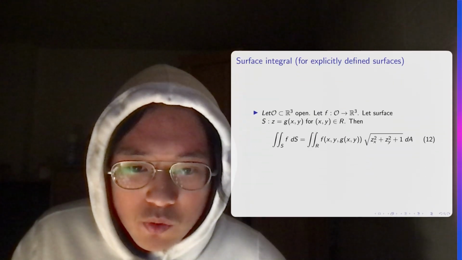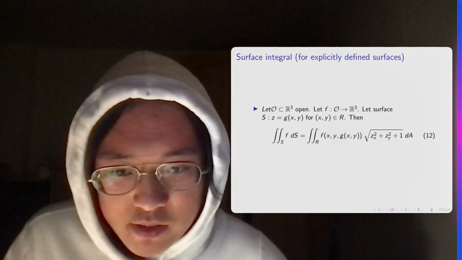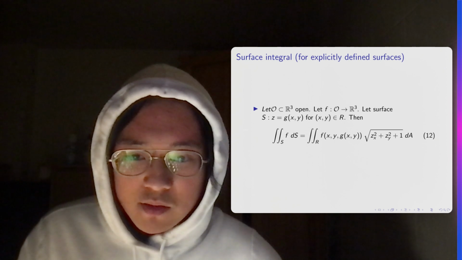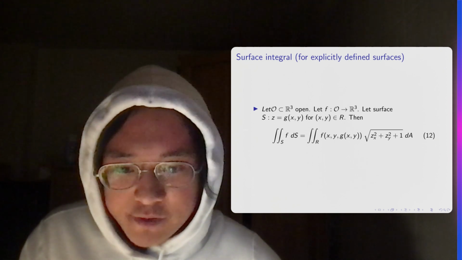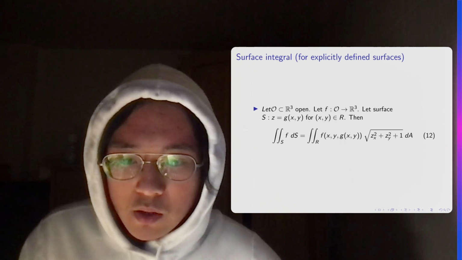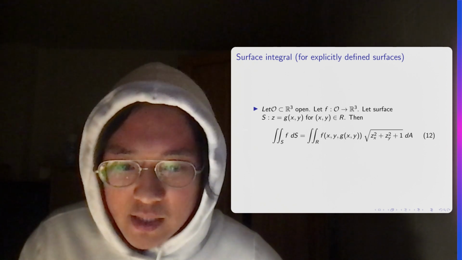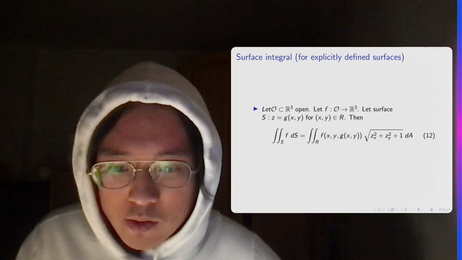Now you might ask, what if the surface is explicitly defined? There is in fact a formula you can use in this case. The only difference is that for the distortion factor, you replace it with the square root of z_x squared plus z_y squared plus 1.